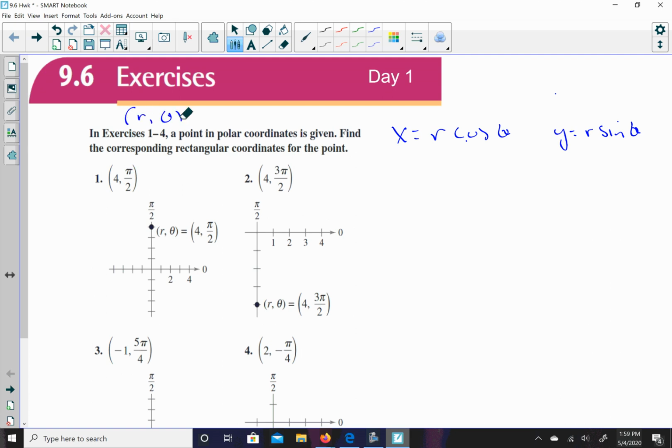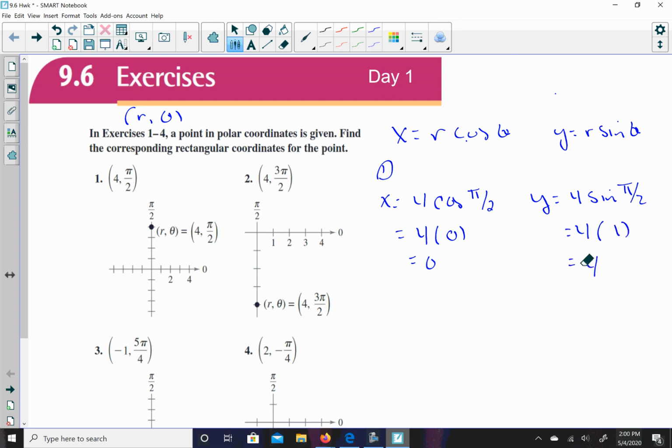So for number 1, I'm going to find x. I'm going to say 4 times the cosine of pi over 2. The cosine of pi over 2 is 0, so I'm going to get 0. Then for y, I'm going to say y is equal to 4 times the sine of pi over 2. The sine of pi over 2 is 1, so then I'm going to get 4. So my ordered pair is 0, 4. If I'm looking at this, they plotted it on the rectangular system, and that does make sense. I don't move to the left or right. I go up 4.